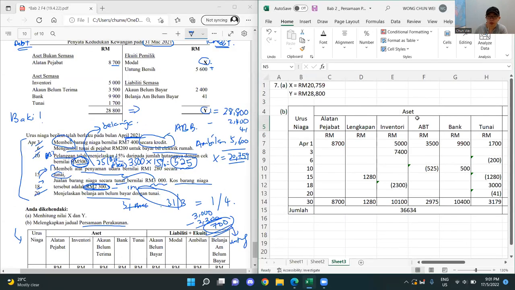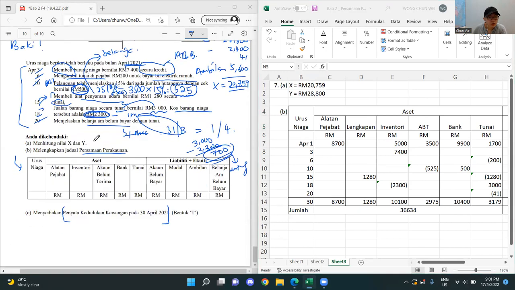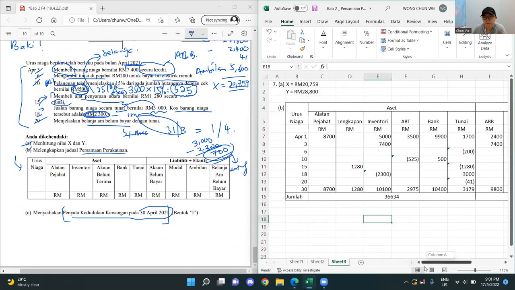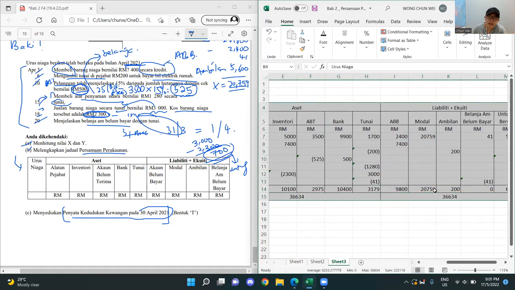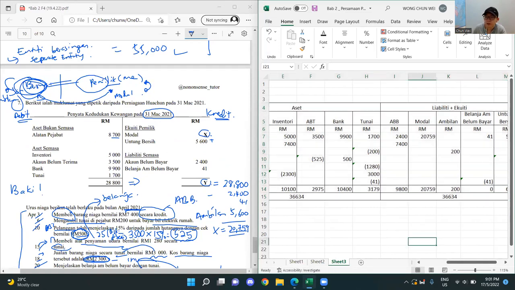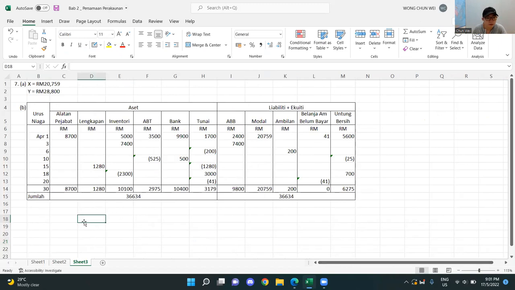Let's take out our question again. So, is that all? No. Last one, we have to menyediakan penyata kedudukan kewangan pada 30 April 2021. Okay, so now we have to do a PKK for it. All right. So, a PKK. Okay. Actually, once you have done this jadual, we don't need PKK anymore. I mean, we don't need this question anymore, right? Okay, but you can take this as a reference. But actually, from here, from your jadual here, just need to remember a bit of the format.